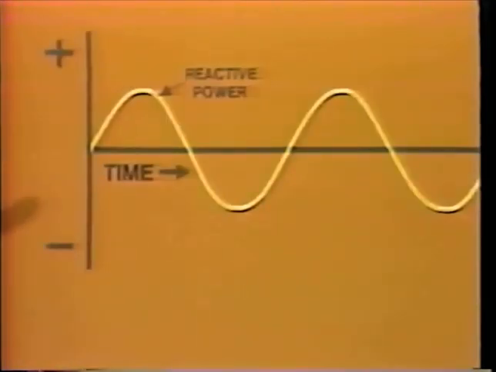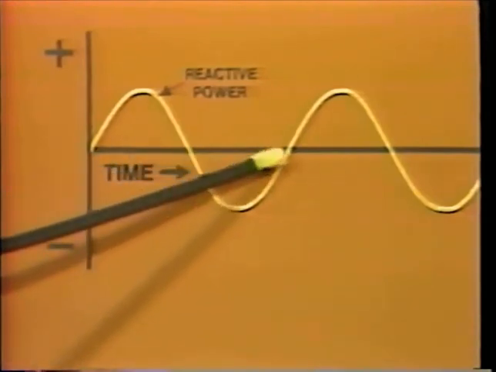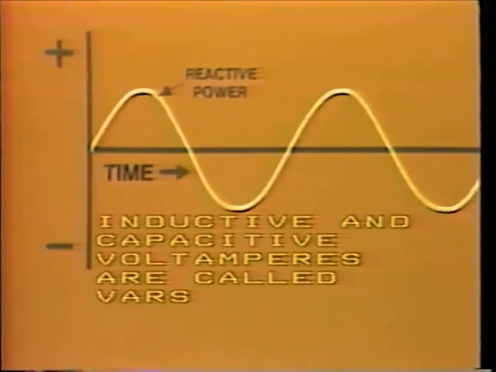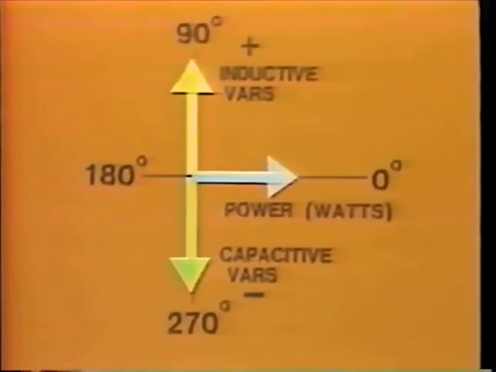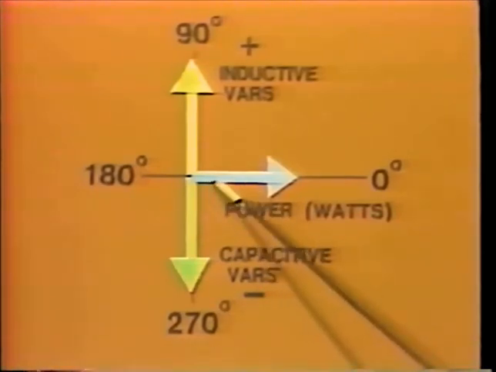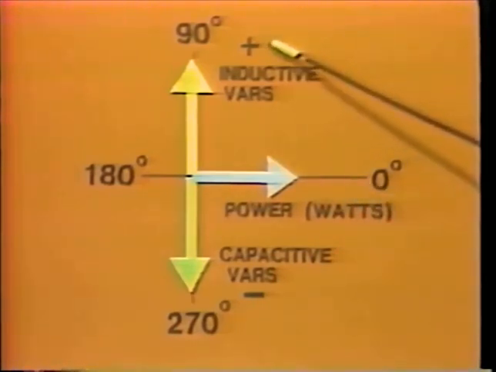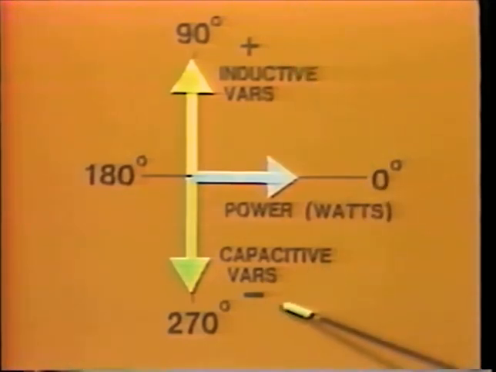Inductors and capacitors do not consume any energy. Energy is received in part of the cycle and given back in another part of the cycle. Inductive and capacitive volt-amperes are called VARs. In a purely resistive circuit, active power in watts is placed on the vector diagram at 0 degrees. In a purely inductive circuit, VARs are said to be positive, and in a purely capacitive circuit, VARs are negative.